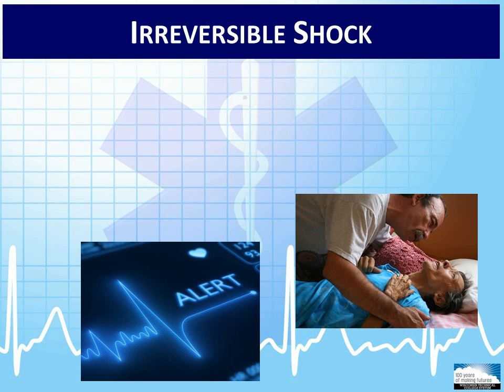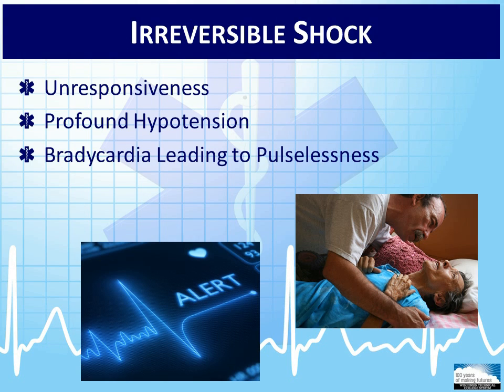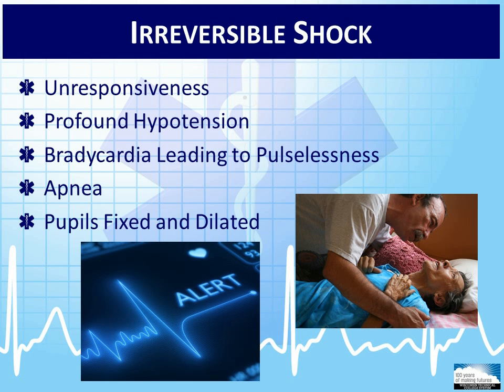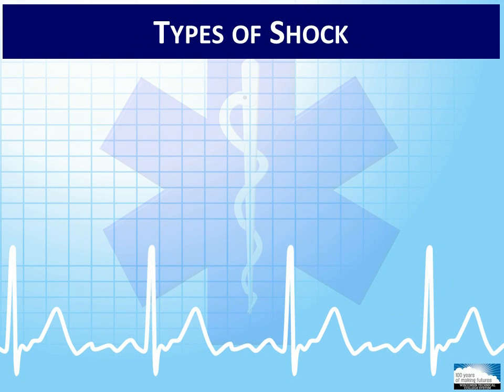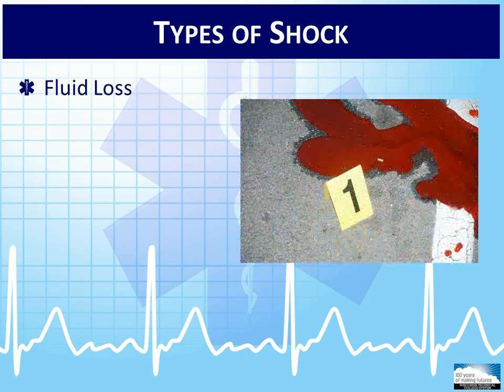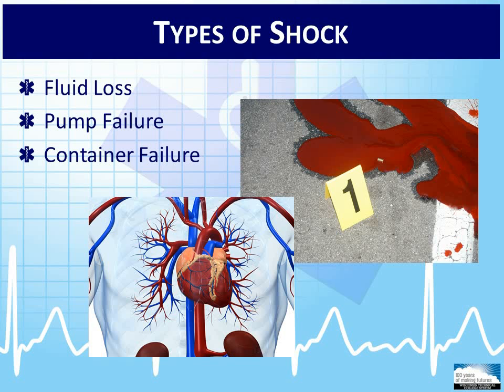Signs and symptoms observable in this stage of shock include unresponsiveness, profound hypotension, significant bradycardia, eventually leading to pulselessness, and apnea. The pupils become fixed and dilated, and it is only a matter of time before all body functions fail and death occurs. As mentioned previously, the main causes of shock include fluid loss, pump failure, or cardiovascular system compromise. We'll look at each of these issues separately and discuss common patient presentations. Keep in mind that shock can result from any combination of these pathologies, whether it be just one, all three, or some combination thereof.